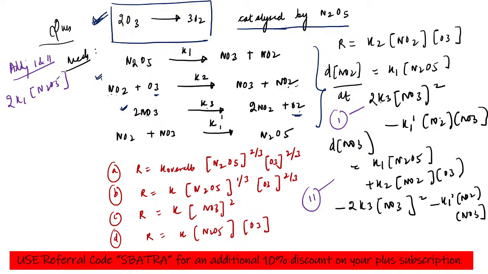Next part is plus 2k3 NO3 whole square, and in the other it's minus, so this and this will be cancelled out. Next we have k2 NO2 O3, so I'll write k2 NO2 O3 over here, and the k1 dash terms in both, so this would be minus 2k1 dash NO2 NO3. Is it clear to all of you? Any doubts in this step?